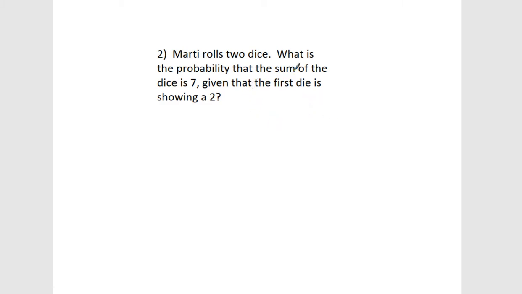Okay, Marty rolls 2 dice. What is the probability that the sum of the dice is 7, given that the first die is showing a 2? Okay, so again, it says we roll 2 dice. That is true, but we only really need to look at the probability of the 1 die, because we know the first one's a 2, and then we have a second one, that's a question mark, and we want their sum, 2 plus blank, to equal 7.